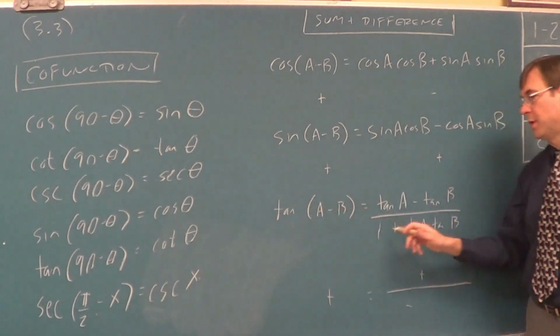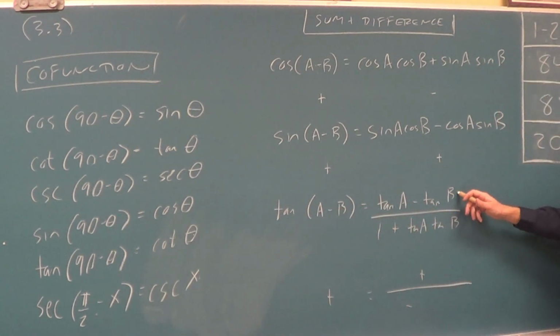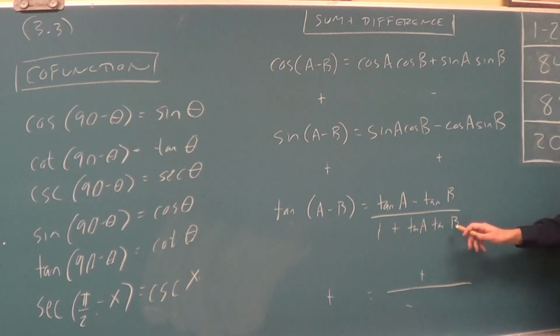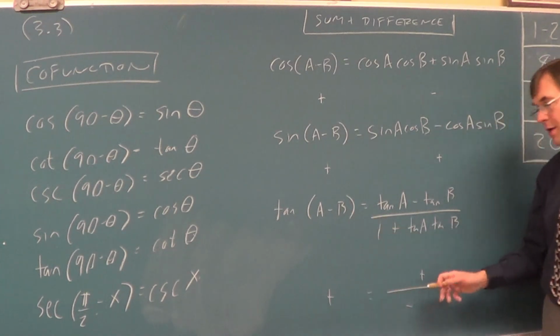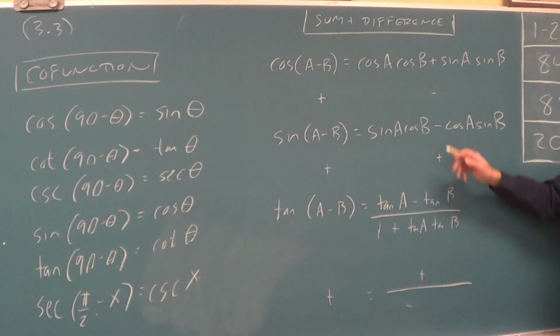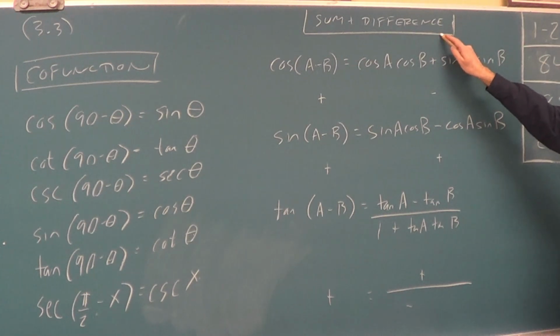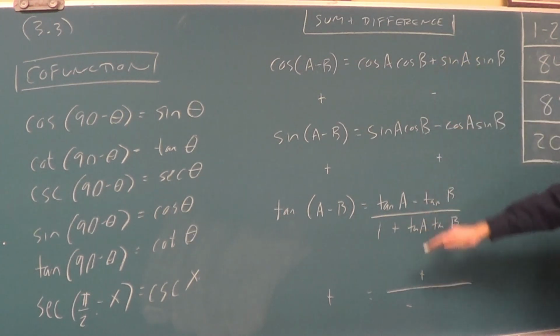Tan of A minus B, we're going to go fraction. On top, it's tan A minus tan B. The bottom's 1 plus tan A tan B. And if you get that one memorized, for the other one just switch signs. So there's 6 of those. Whether you call them sum and difference or composite, there's 6.